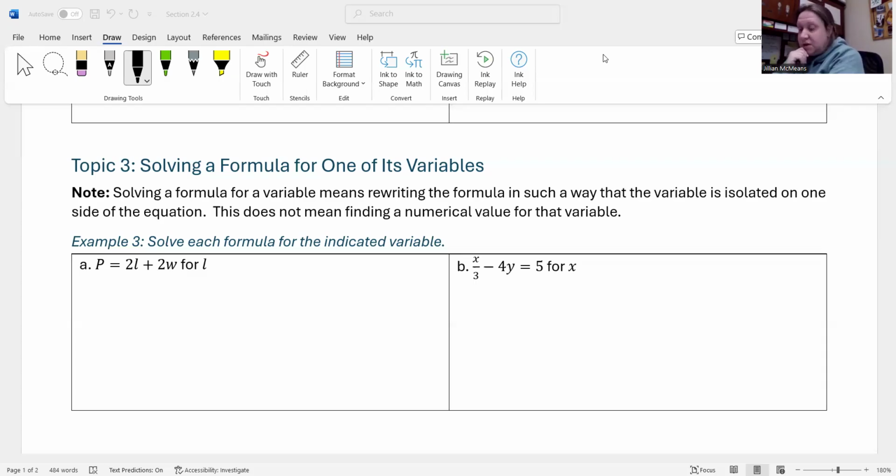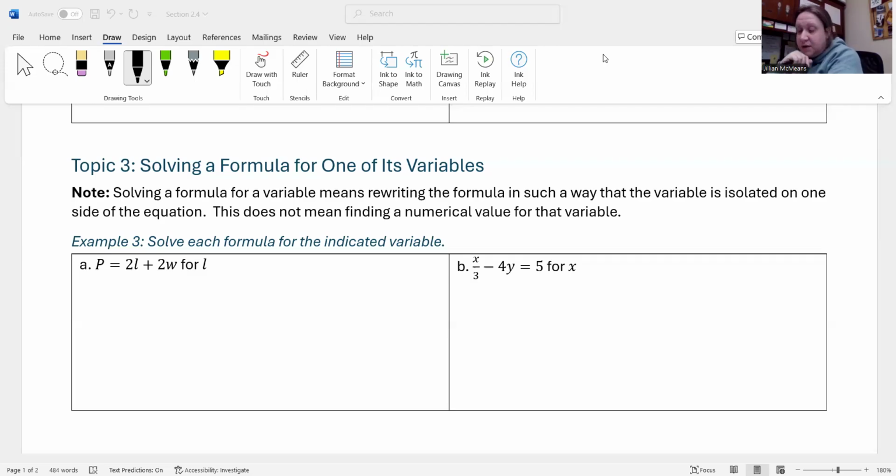There is a note here, so it says solving a formula for a variable means rewriting the formula in such a way that the variable is isolated on one side of the equation. This does not mean finding a numerical value for that variable. It means we're relating this variable to everything else, okay? So for example 3, it says solve each formula for the indicated variable.